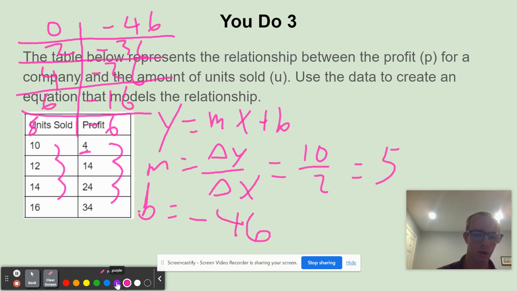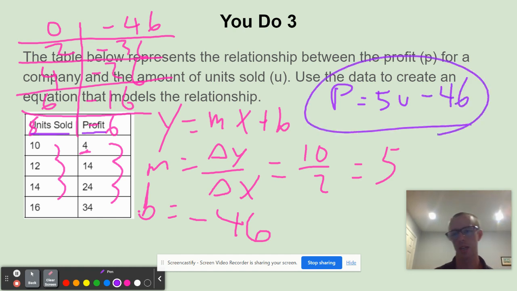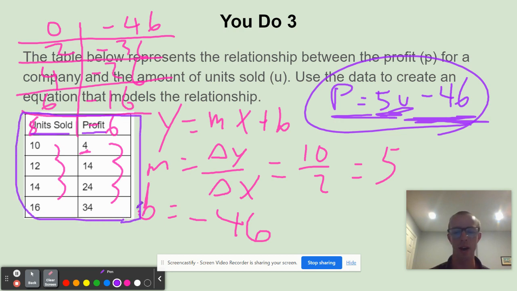And instead of just generically plugging in y and x, I want to make the profit function, right? In the y column, I have P equals 5U for units sold minus 46. There's a story to be told here, right? This is a linear relationship. They start $46 in debt because it's a negative 46. They make $5 per unit sold. So that's the story that goes with this equation. And that's the story that goes with this table. We could also make a graph. But either way, we're just showing a linear relationship.